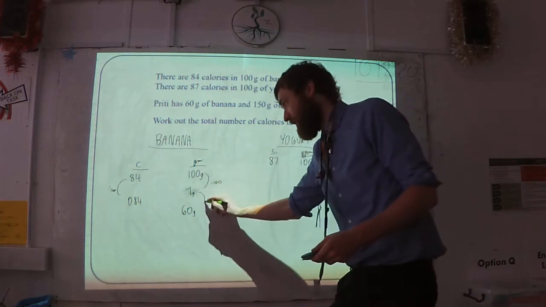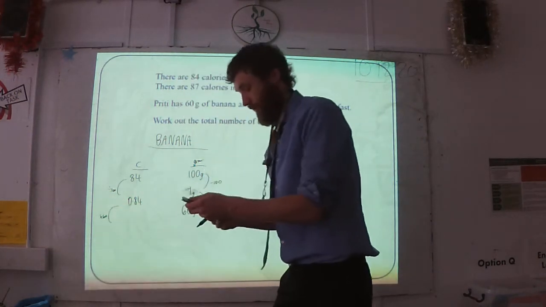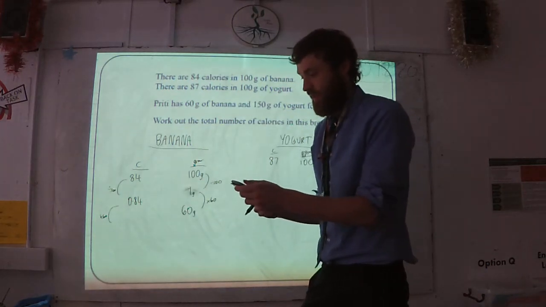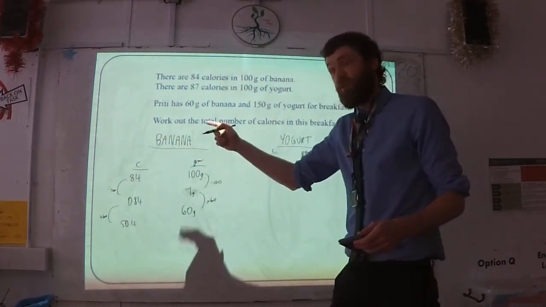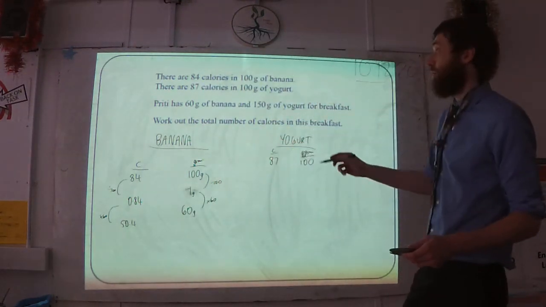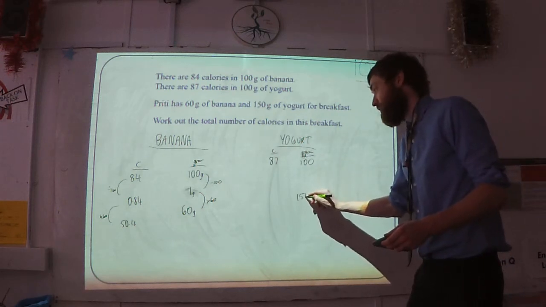Then to work out 60 grams, I times by 60. So I do my calculator, times by 60 to get 50.4 calories. So that's how much banana we need. Now we look at yogurt. Yogurt is 150 grams of yogurt we want. We've got 100. So I put 150 here.